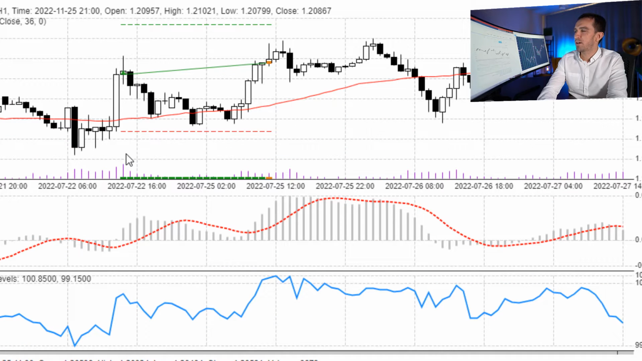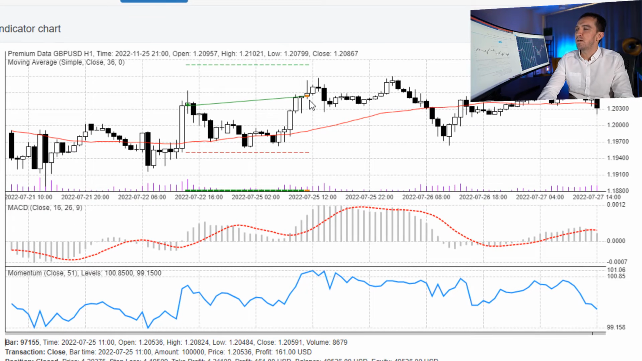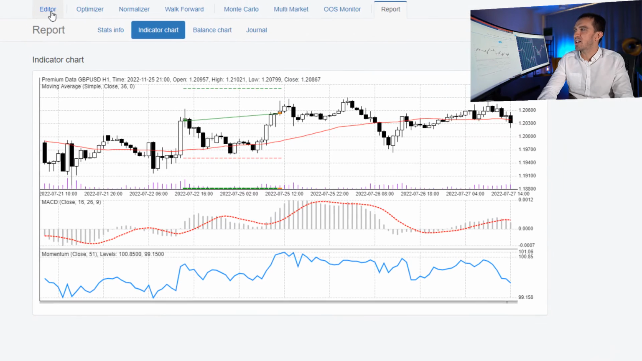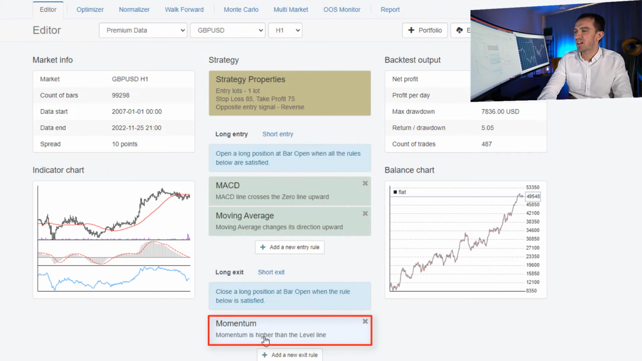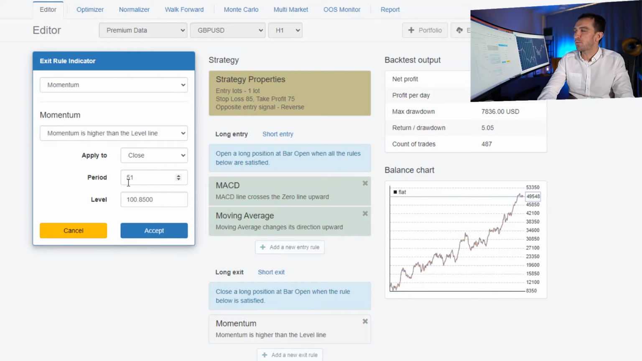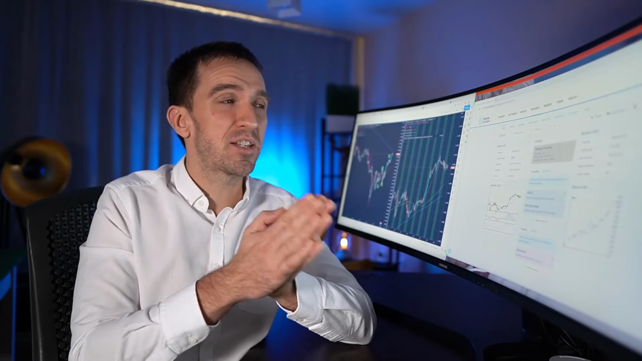I want to show you one more example with the exit indicator. Here it is. We have the MACD crossing the zero line upwards, and at the same time the moving average starts to climb. So in here we have the confirmation to buy. Take profit is above, stop loss is below, but you see where the trade was closed because the momentum went over the 100.85 line. So this is our exit condition. Momentum is higher than the level line, period of 51, level 100.85.